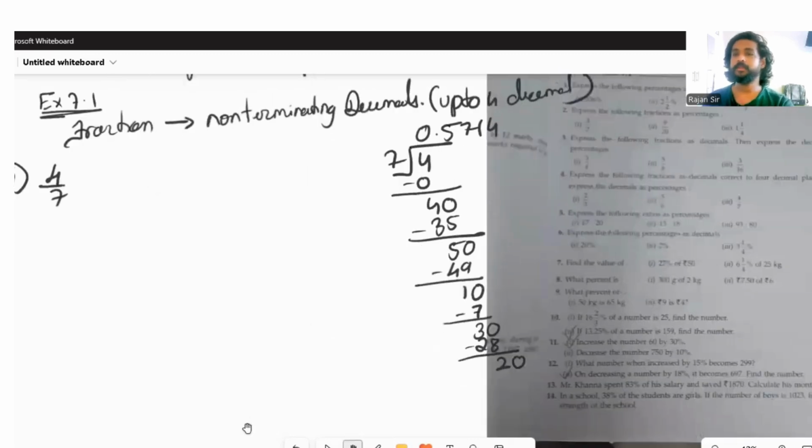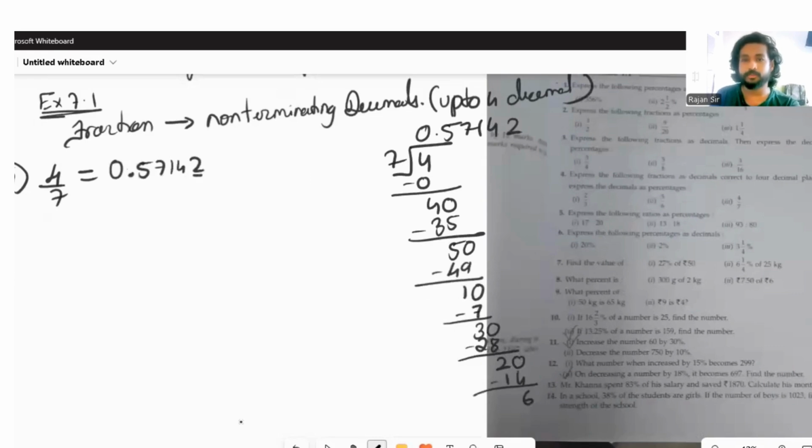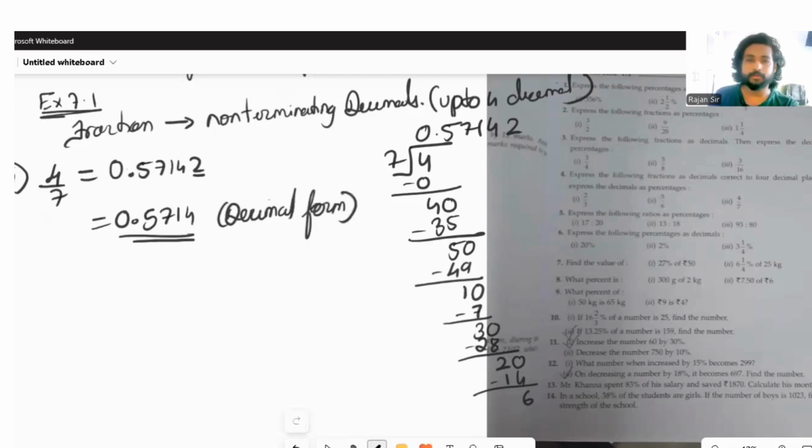We are on the last part. This is 2, now this is 14. And let's check. We are leaving it. So we have reached 0.5. So you write 5, 7, 1, 4, 2. Underline the 4th digit. Since the next digit is less than 5, you can directly neglect it. So your answer is 0.5714. You can underline this and show that this is the decimal answer. Decimal form. Okay, now from here, we have to convert it into a percentage.